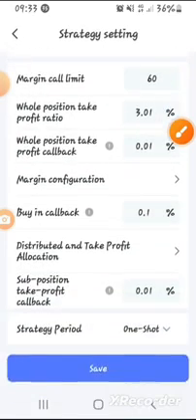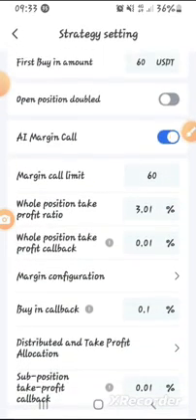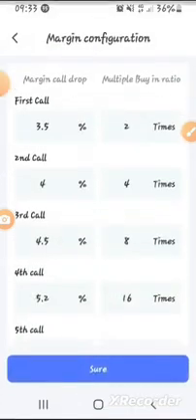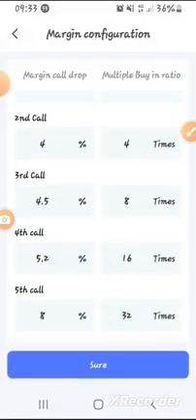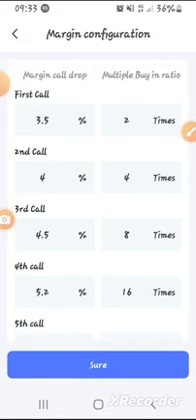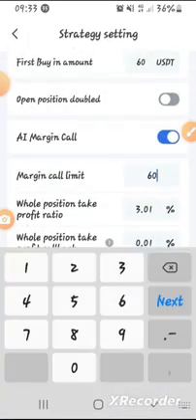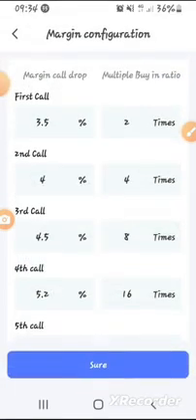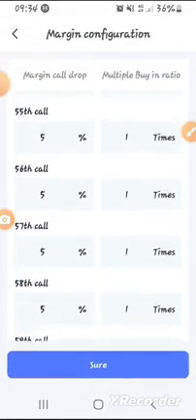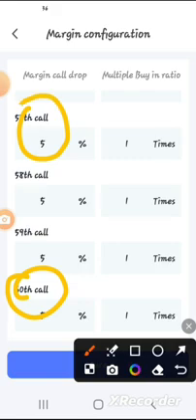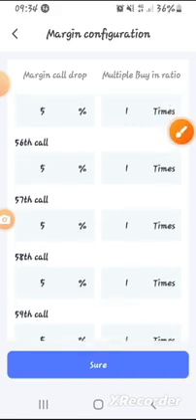It comes from the margin call limit you set. If you put 5, then once you come here to margin configuration, you will find just 5 times: first call, second call, third call, fourth call, up to the fifth call. But once you put 60 here and come to margin configuration, you'll find 60 times. So it's like that, up to 60 times. What you put on margin call limit is what you are going to find here.